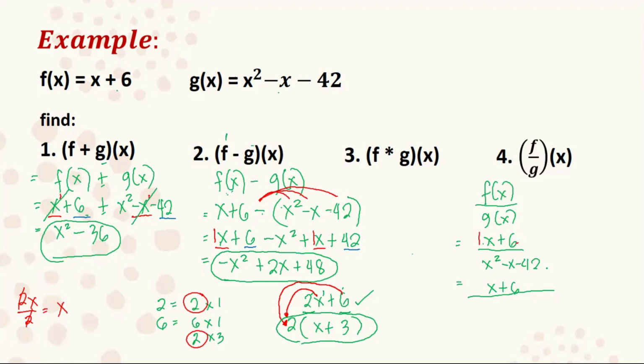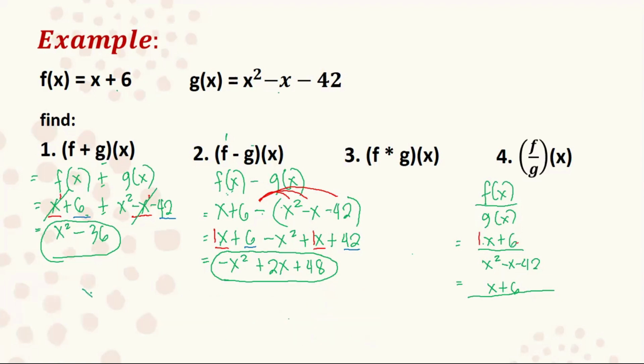Then how about the denominator? X squared minus x minus 42. Let's try to get the factors of x squared minus x minus 42. So how do we factor a trinomial? In this case, you're going to think of the factors of the first term. In this case, the first term is x squared. Now, what are the factors of x squared? Kailangan nating hatiin si x squared sa dalawa. So, we put here x and x because x times x is x squared.